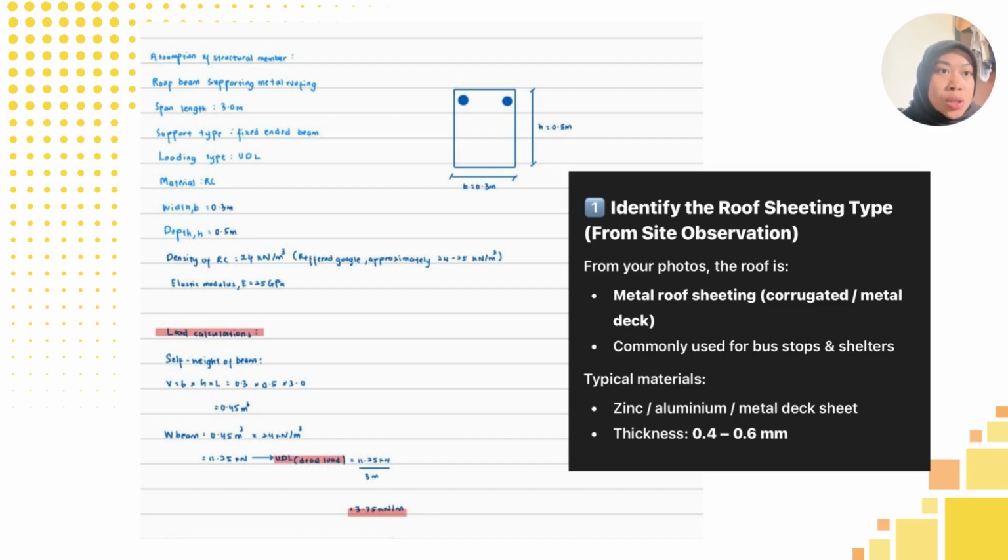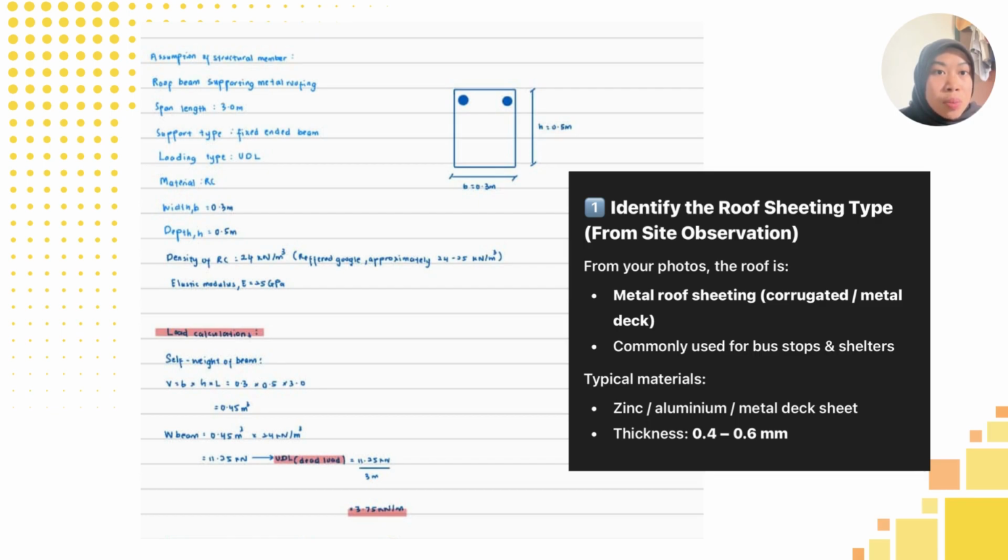For the beam dimensions, I choose the width B as 0.3 meter and the height as 0.5 meter. From the identification of the roof sheet type, the photo shows metal roof sheeting, a metal deck commonly used for bus stops or shelters. It is typically made of zinc, aluminium, or metal deck sheet with a thickness of 0.4 to 0.6 mm.